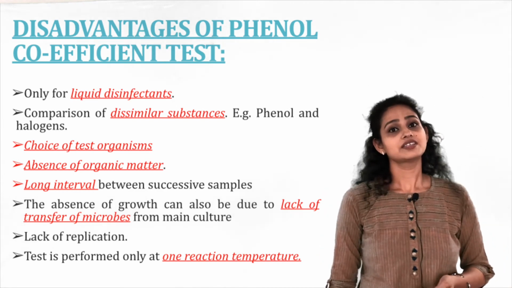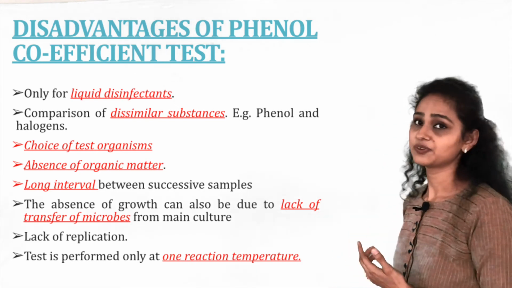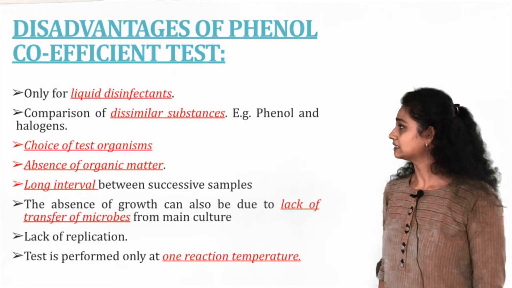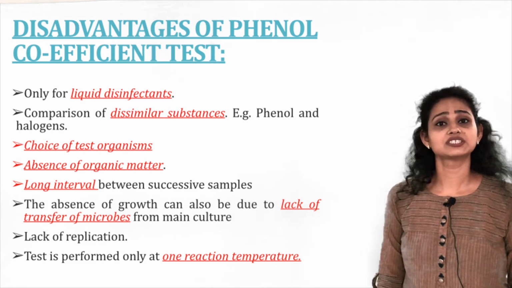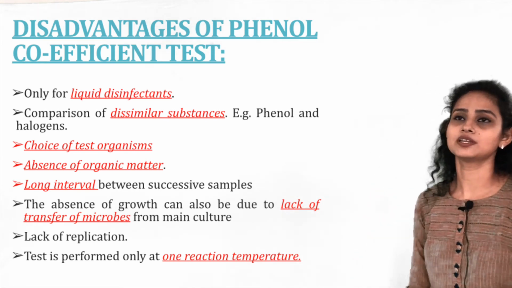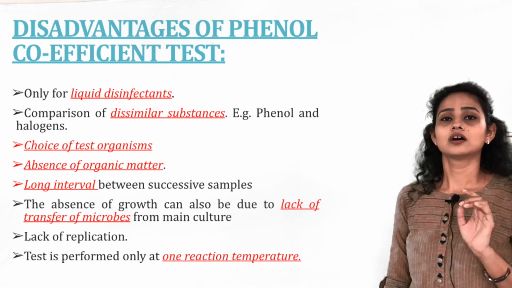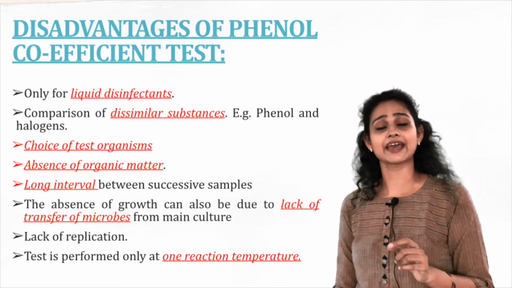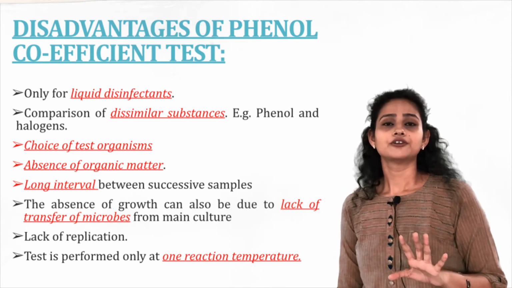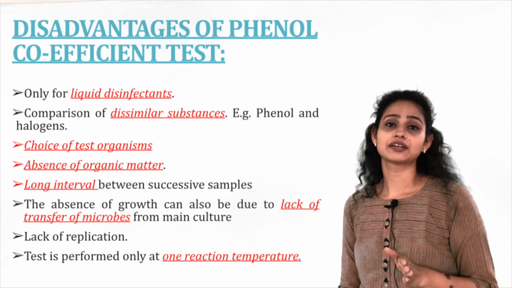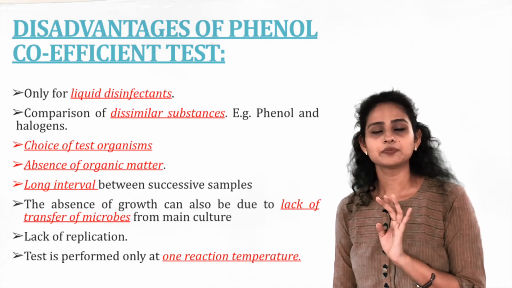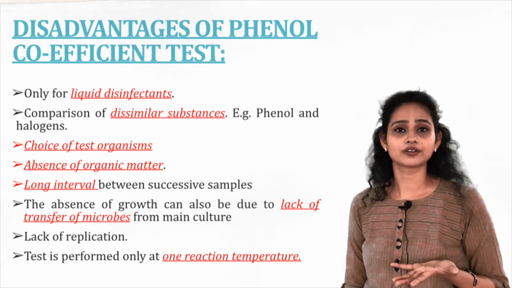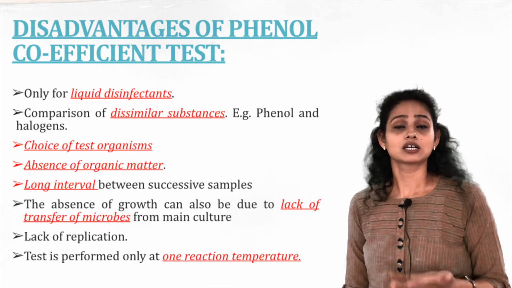The next is absence of organic matter. Yes, we were adding organic matter in CMC, but not in the rest of the methods. Next disadvantage is long interval between successive samples. Yes, 2.5 minutes and 5 minutes. Either 2.5 minutes or 5 minutes interval is actually long. Duration to check whether microorganisms are killed, and at what time. That means if microorganisms are killed at 1 minute only, then what? We don't have any accountability for that.